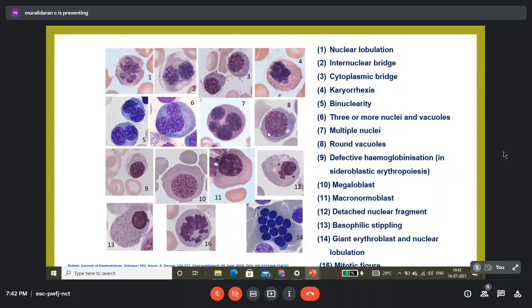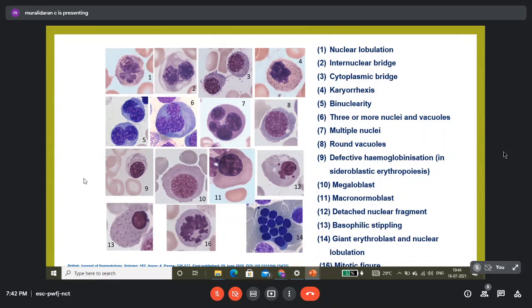And in the eighth picture, we can see some round vacuoles present in the cytoplasm. Abnormal hemoglobinization is seen in the ninth picture. The 10th picture is a megaloblastoid appearance. You can see an abnormally large erythroblast with a very large nucleus, which is immature looking. In the 11th picture, we can see a macronormoblast. In the 12th picture, detached nuclear fragments. In the 13th picture, basophilic stippling. And in the 16th picture, we can see a mitotic figure, and it is a giant erythroblast with nuclear lobulation.